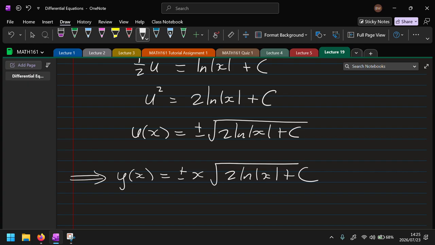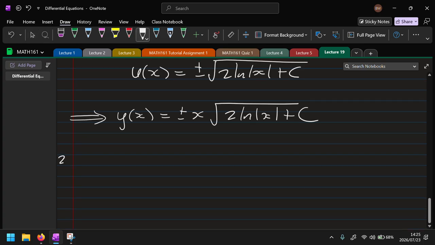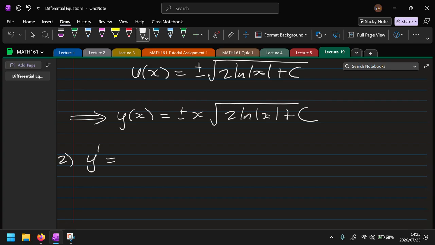Any questions for this first one? Pretty simple. Let's have a look at another example, number 2. We have y prime is equal to x minus y over x plus y.